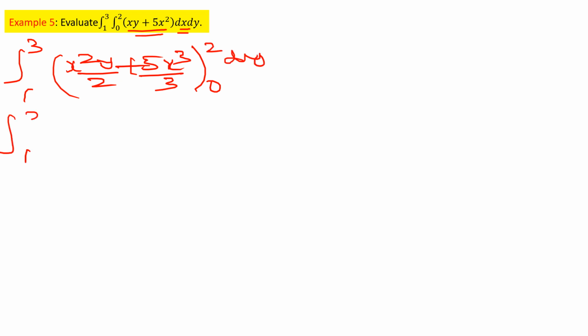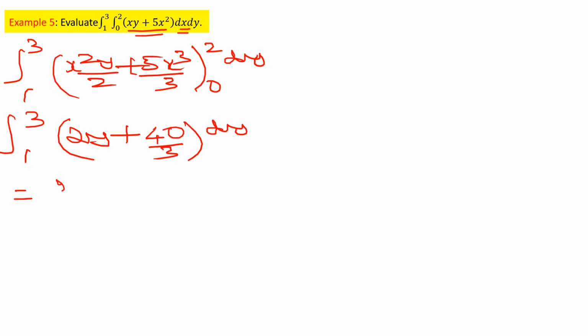So again we have to keep 1 to 3. Replace the upper limit 2. So 2 power 2 will give you 4. 4 by 2, 1 2 get cancelled. We have 2y. Plus if I substitute 2 for the next term, 2 power 3 will be 8. 8 times 5 will be 40. So I have 40 by 3. This all into dy. So next I am going to integrate with respect to y.